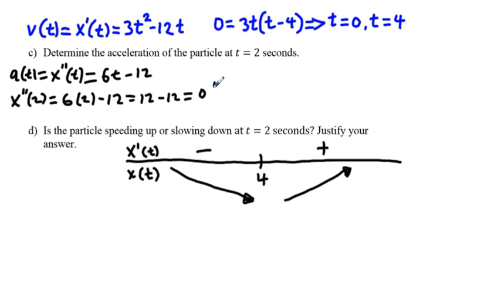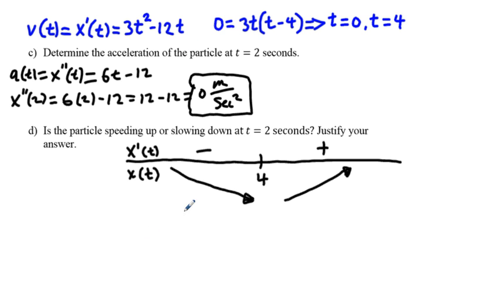0 meters per second squared. A lot of people got this one right. Yeah. Now D, is the particle speeding up or slowing down at t equals 2 seconds? Justify your answer. Well, we have to find what acceleration is doing.